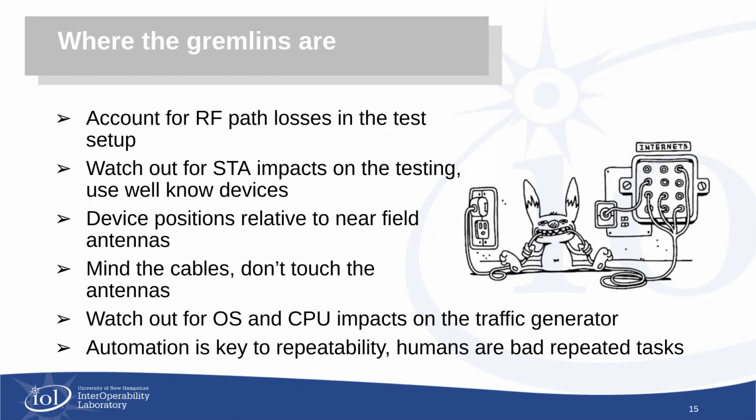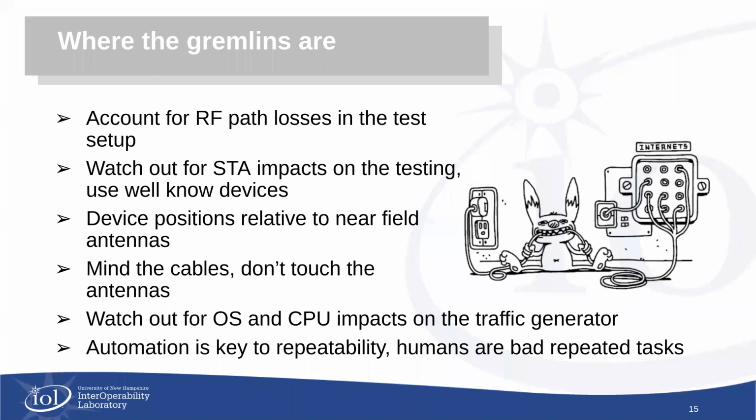So what we're trying to get in our test setup is essentially that well-known RF path. The other thing you definitely have to be aware of is the station impacts on it. Whether it's T&M gear or a real station, those things are typically built from devices as they are in the field. They've got real chipsets in them. Those chipsets actually have firmware and such that can impact your testing as well.